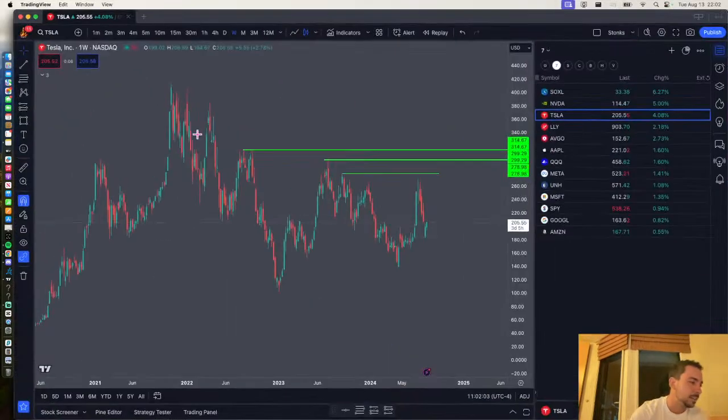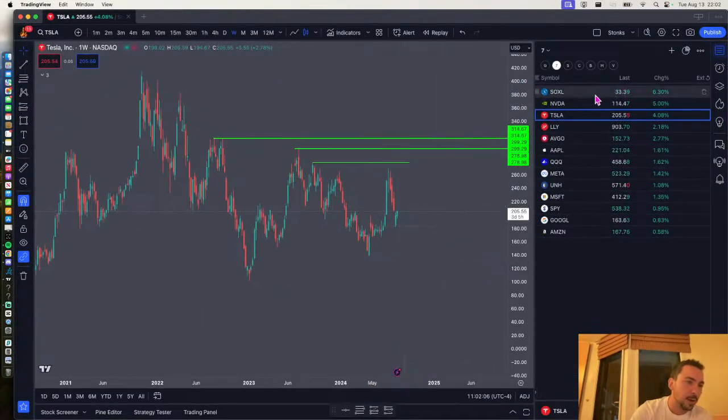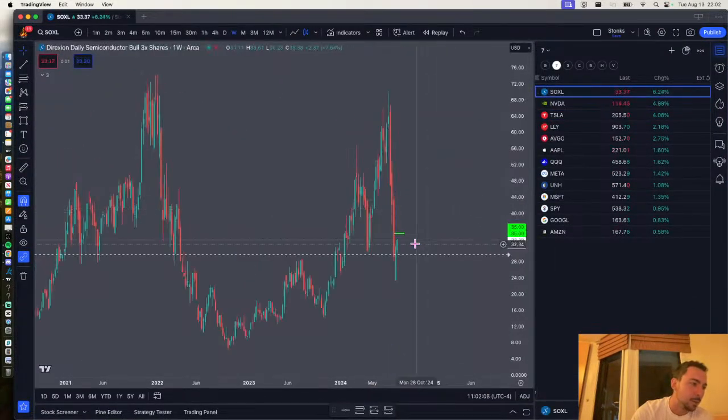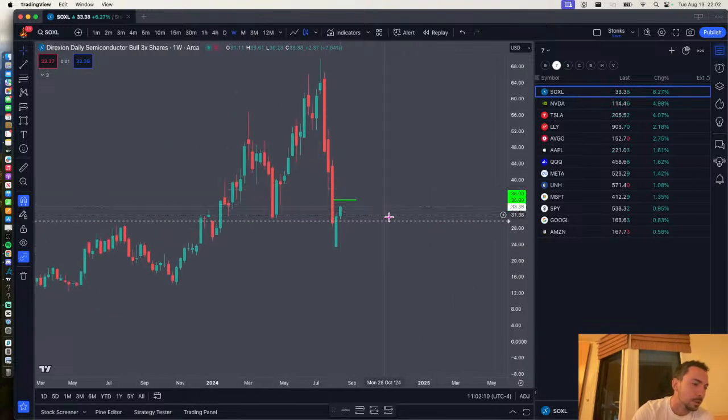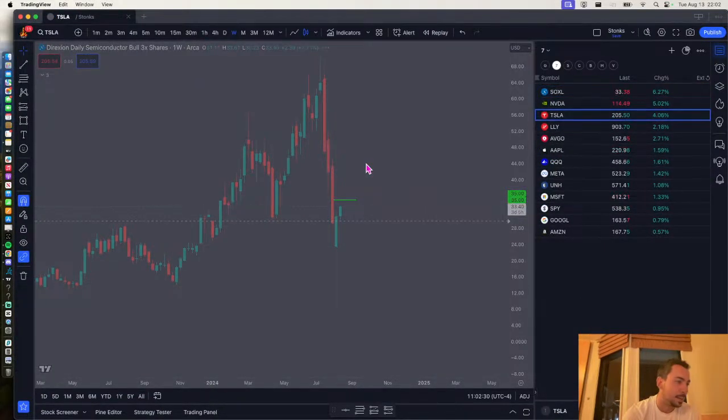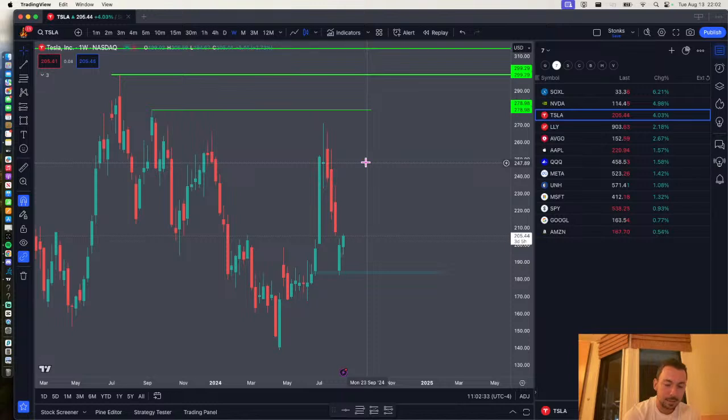QQQ is doing nicely. Wow, Tesla's up to 205. SOXL, one of my bigger adds recently, is up to 33. It's really nice. Wow, that position is doing so well for me. That's upped my net liquidity for my long-term portfolio like crazy. Tesla again, 205.50. That is insane. Great job on Tesla right now.